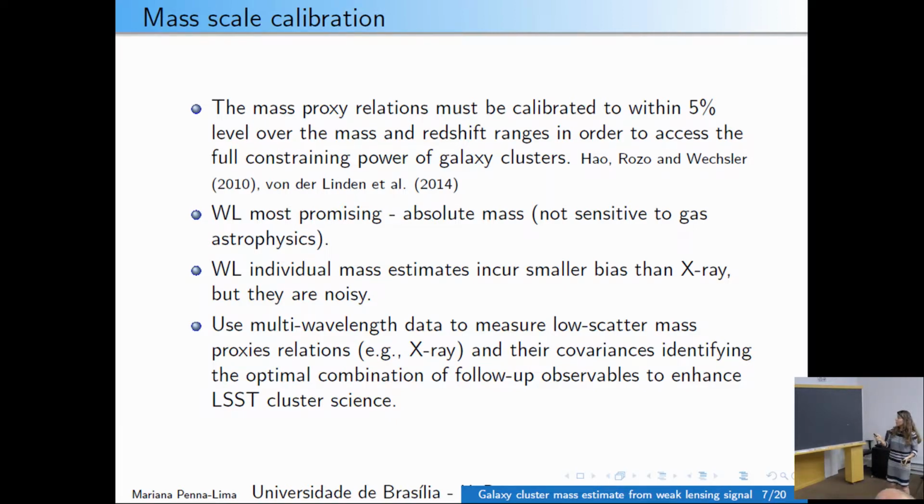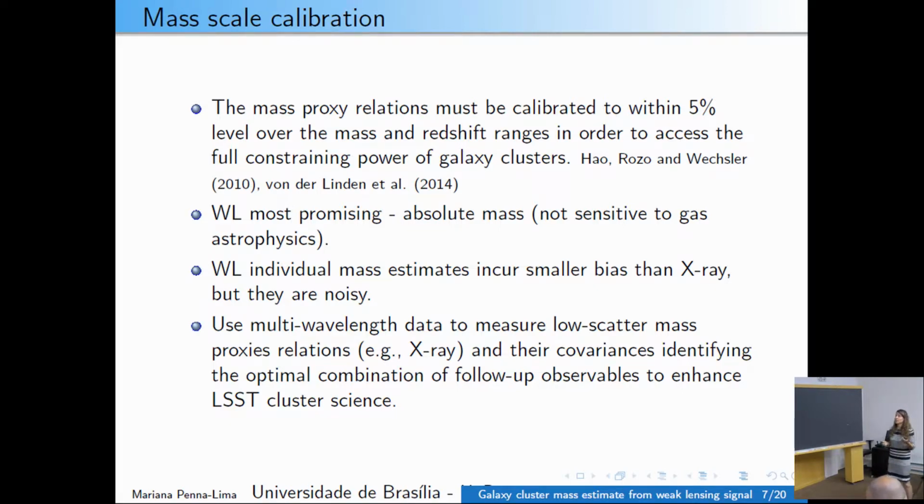Okay. In this sense, weak lensing is the most promising one because this observable is not sensitive to the gas astrophysics, differently from X-ray or even SZ.